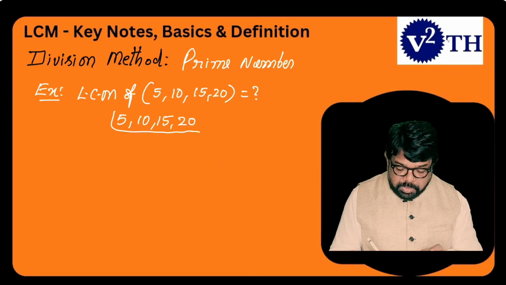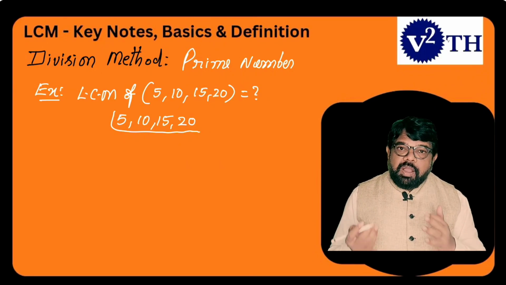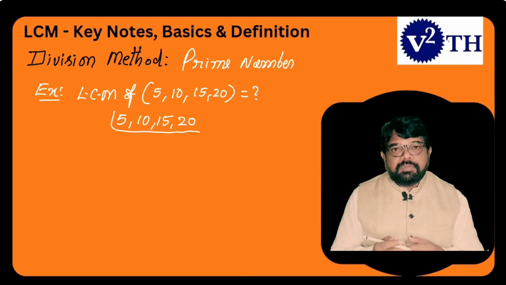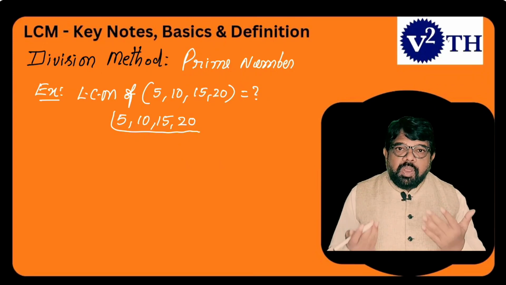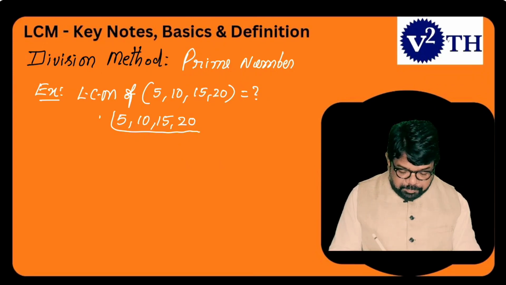So you take 2. 2 divides 10 and 20. Or you can take 5. 5 divides all the numbers. So you can take either 2 or 5. I will take 5. 5 ones are 5, 5 twos are 10, 5 threes are 15, 5 fours are 20.